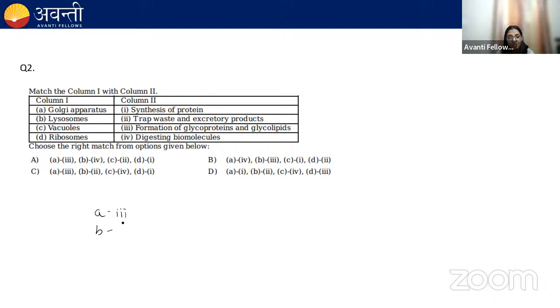B, lysosome. Lysosomes contain the hydrolytic enzymes, so the function would be digesting biomolecules. Vacuoles trap waste and excretory products.